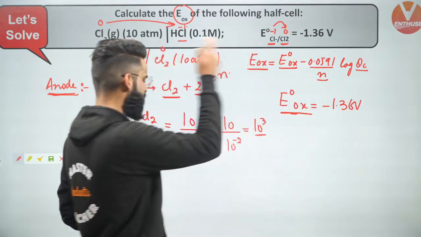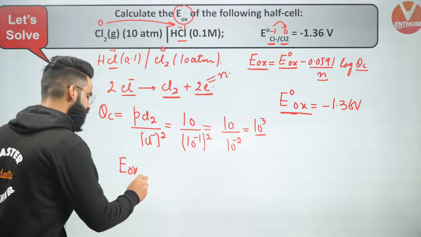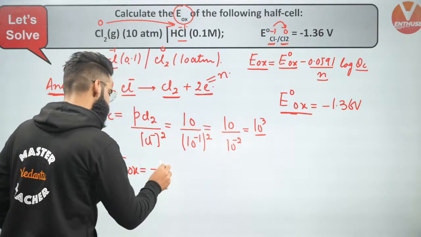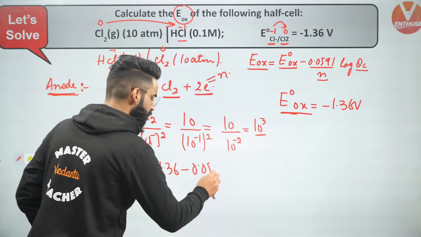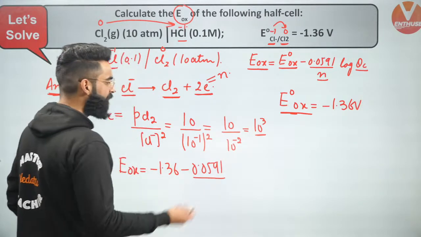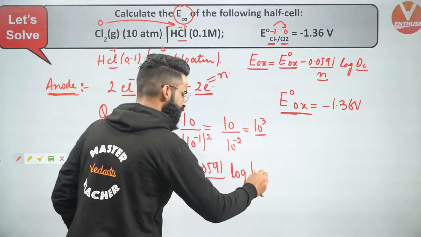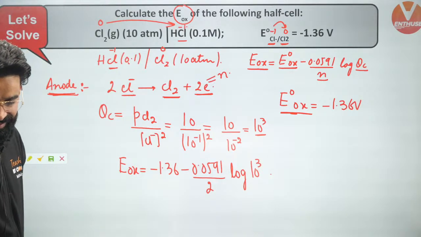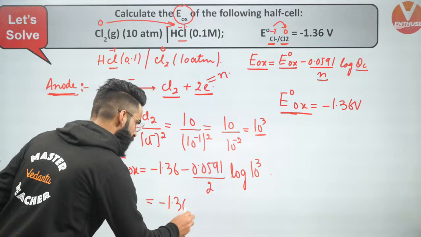Can I say I've got everything right here? I can simply put all the values into the equation. I'll be getting the oxidation potential of electrode as E naught OX. E naught OX is minus 1.36, minus 0.0591 divided by value of N. Value of N we got to know as 2. It's going to be log of QC. QC value we got to know as 10 power 3. The question is done and dusted, guys. It's going to be minus 1.36.